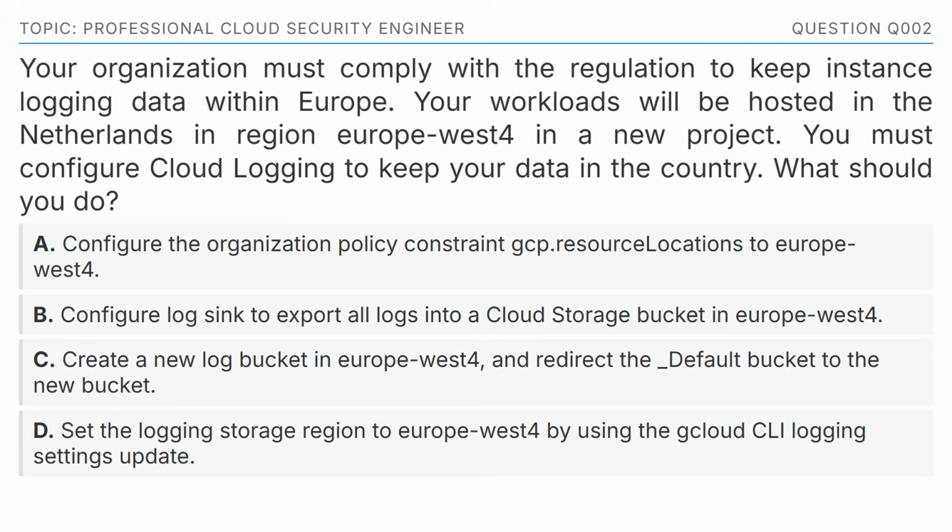Option B, configure log sink to export all logs into a Cloud Storage bucket in europe-west4. Option C, create a new log bucket in europe-west4 and redirect the _Default sink to the new bucket. Option D, set the logging storage region to europe-west4 by using the gcloud CLI logging settings update.